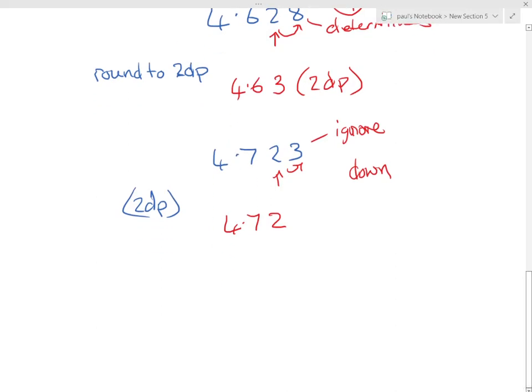Now let's have a look at some other numbers, just rounding up and down to decimal places. So 6.925 and 6.98.